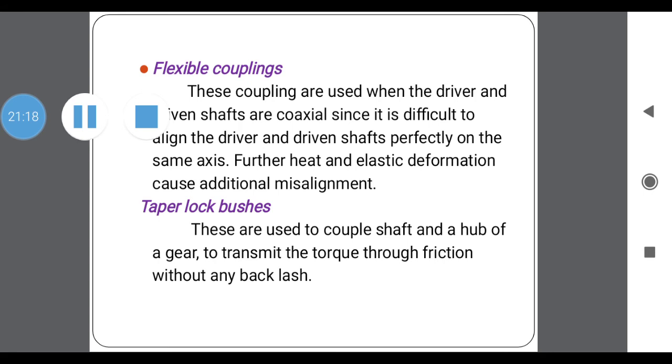The last one is the taper lock bush, that is to lock the taper shaft and hub of the gear. Again, these are some torque transmission elements. These are used to couple the shaft and hub of the gear at one position and to transmit the torque through friction without any backlash. Means without any backlash we can transmit through friction with the coupled shaft and hub of gear.